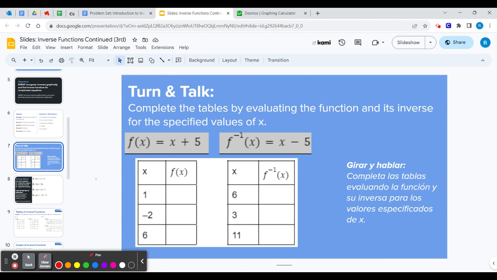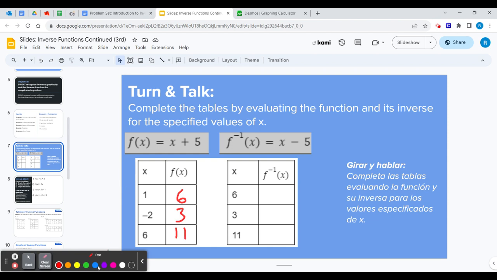If we plug in the value 1 for f of x here, we would get 1 plus 5, which gives us a value of 6. All we're doing is substituting that in. So if I plug in 1, 1 plus 5, I get 6. If I go negative 2 plus 5, I get 3. If I go 6 plus 5, I get 11.